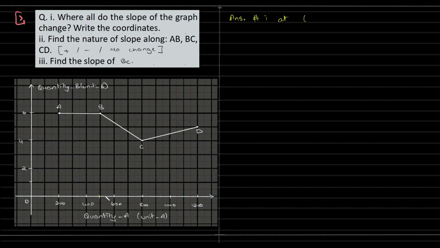So what are the coordinates? We need to write the coordinates as well. This is 500, 6, and this is 800, 4. The slope of the graph is changing.